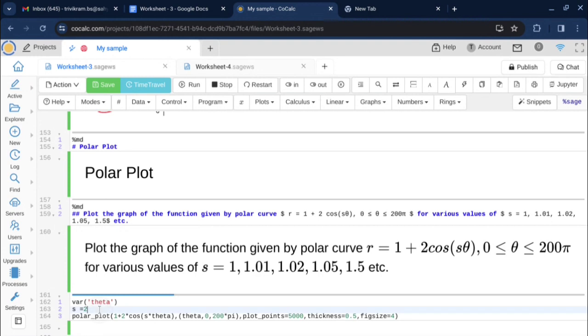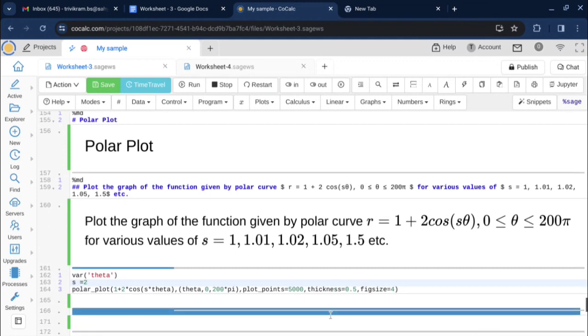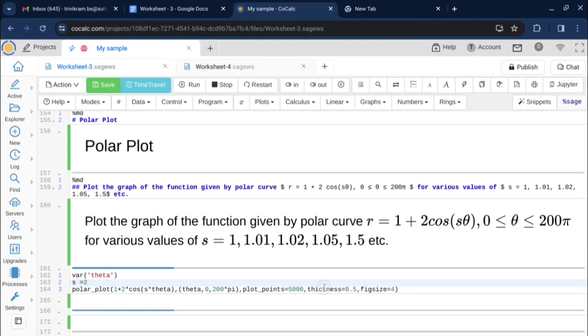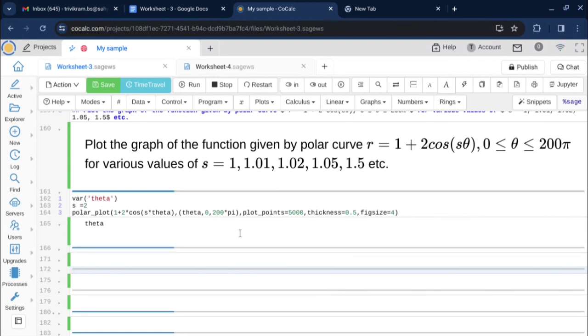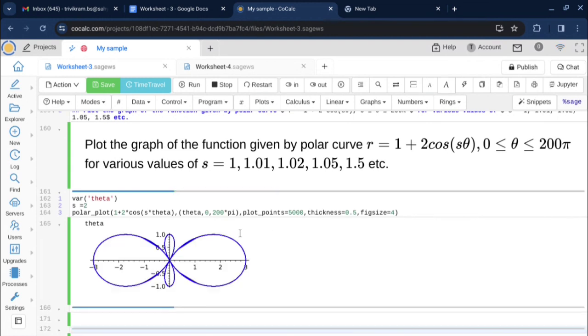So here I have taken the plot 1 plus 2 cos s theta, theta ranging from 0 to 2 pi, 5000 points I have taken, with the thickness 0.5 and figure size as 4. So let us see. If you run this, you will get the polar plot like this.